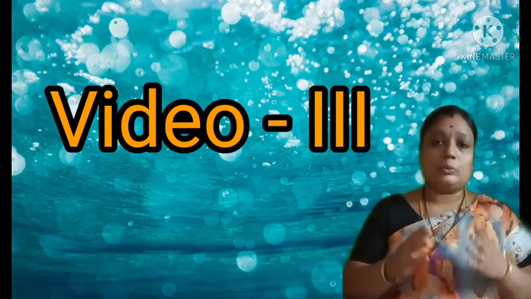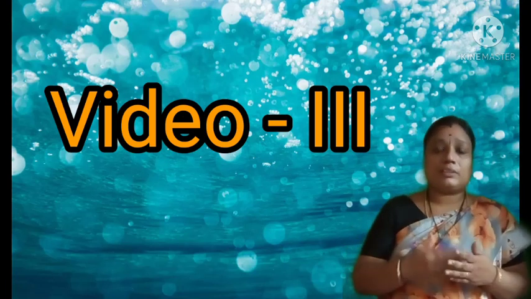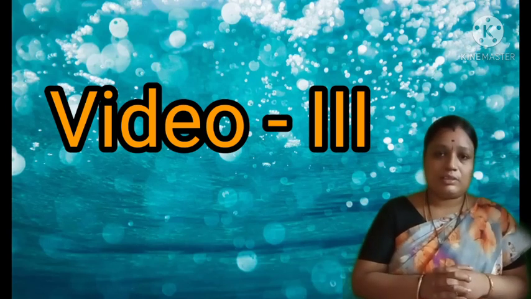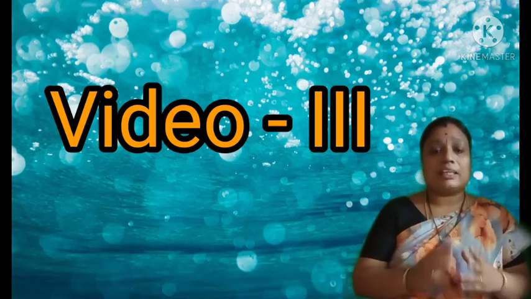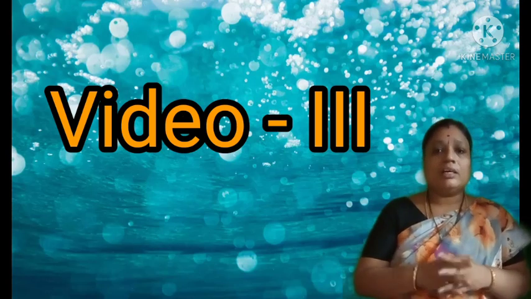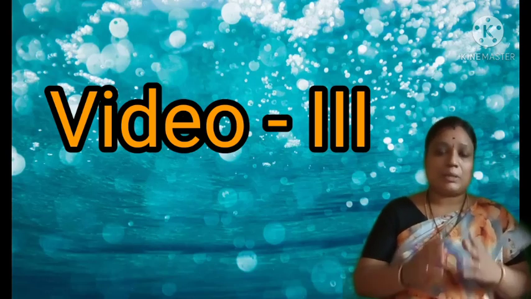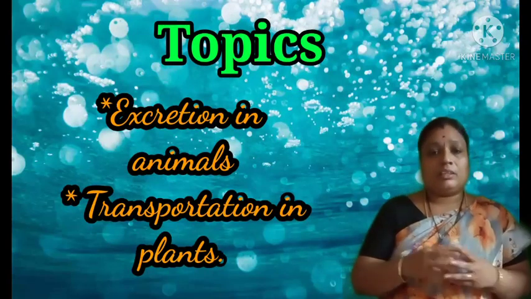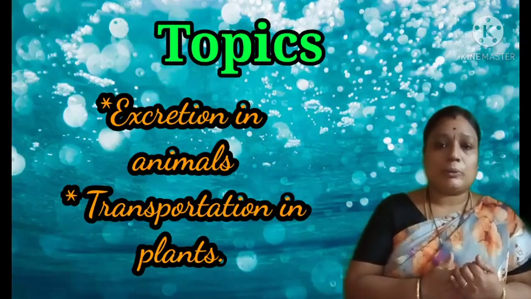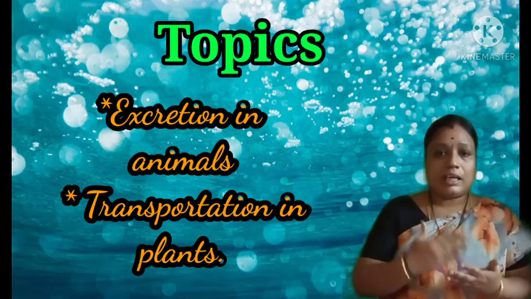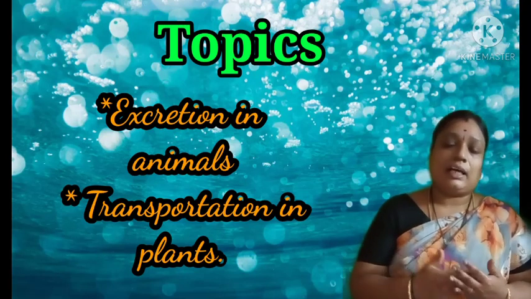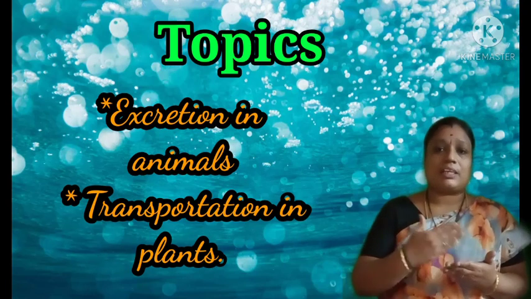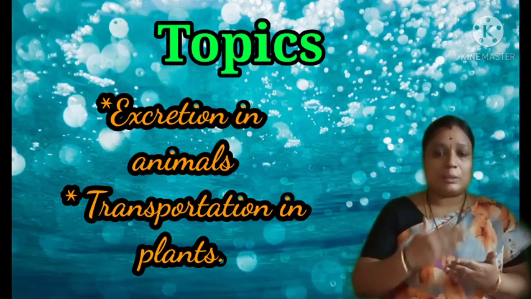I hope 2 videos from this lesson got over, and this is video 3, that is part 3 from this lesson. The chapter name is chapter 11, Transportation in Animals and Plants. The topics to be covered from this lesson: the first one is all about excretion in animals, and the second topic is transportation of substances in plants.